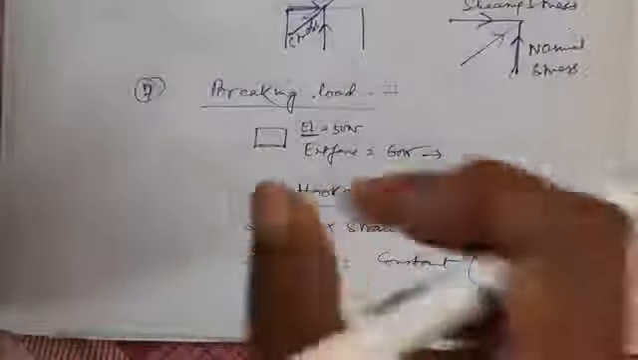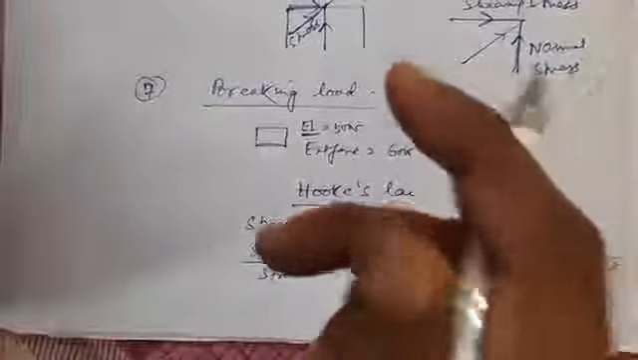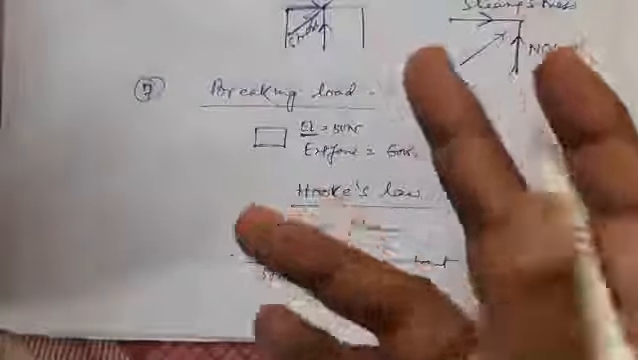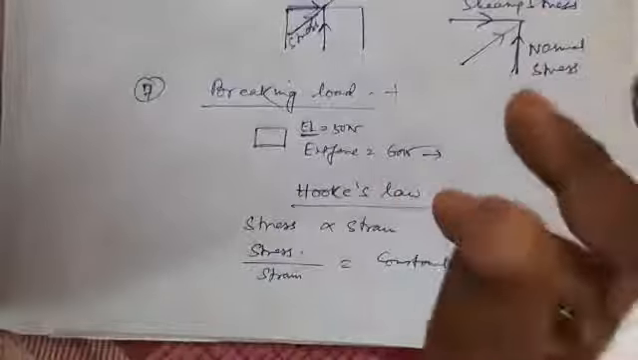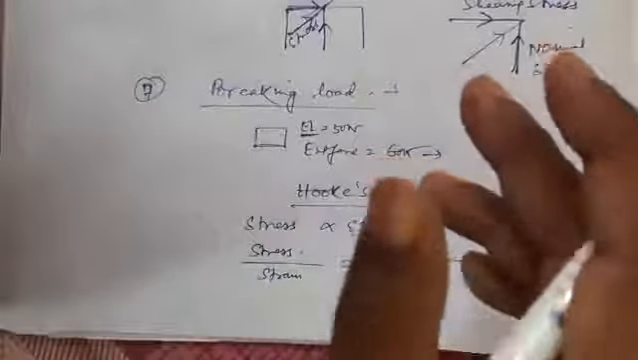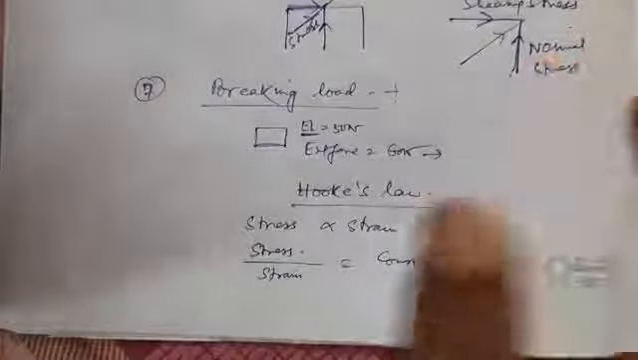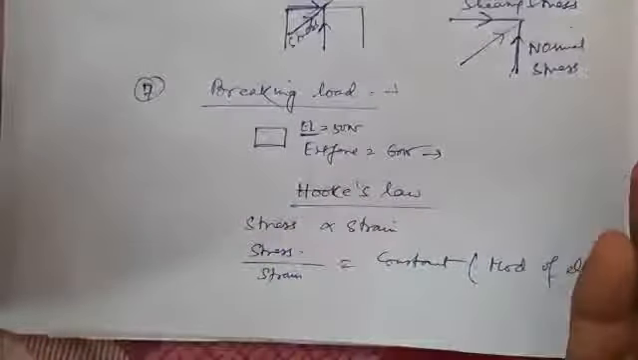Now, this modulus depends on the material of the body. The modulus of elasticity changes with temperature in general. Usually, its value decreases with an increase in temperature. Very important points to remember: the modulus depends on the material of the body, and its value decreases with an increase in temperature.